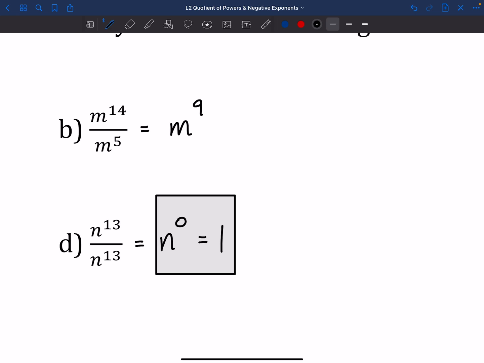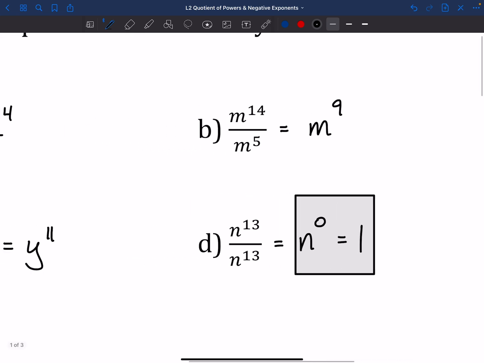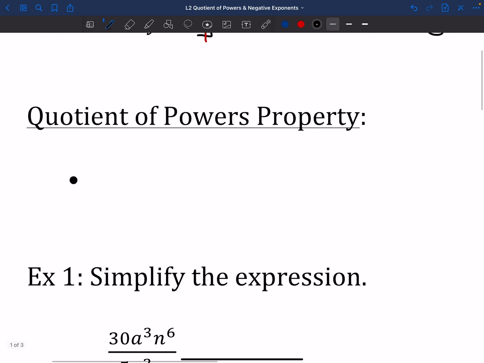And that's kind of why, right? If you imagine we're subtracting the exponents, you get n to the 0, but if it's the same thing on the top and bottom in the first place, it equals 1. So they're equal to each other. Right, so that's going to lead us into talking about our quotient of powers property.